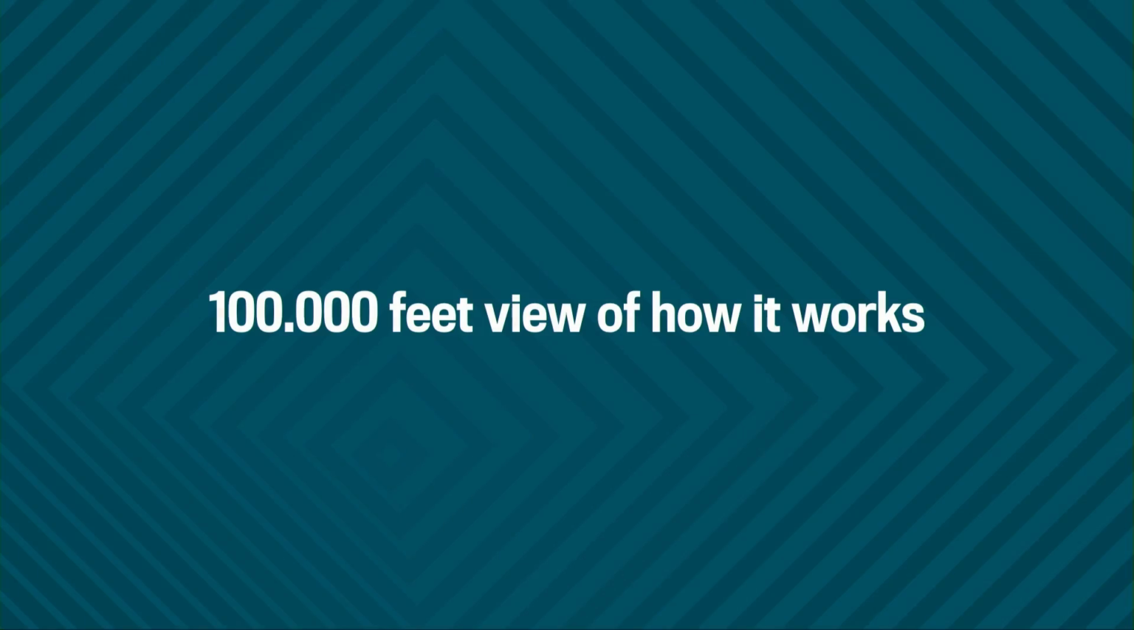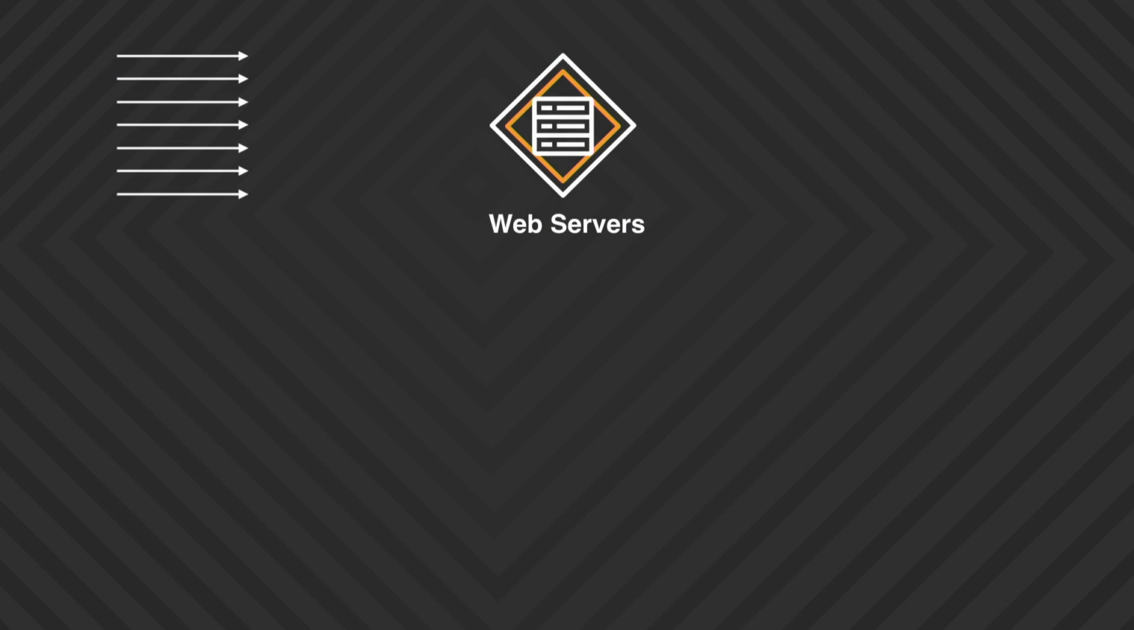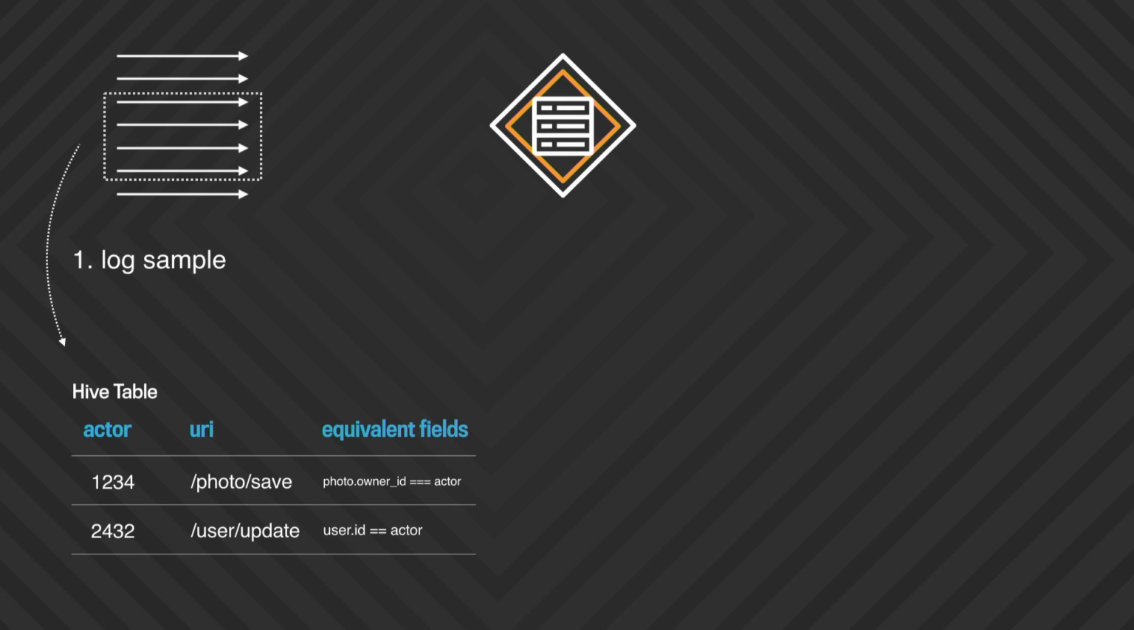So what's the overview of the entire system? We have billions of requests going to our web servers. The first step of the Invariant Detector is to get a sample of them. We need to know what's going on, so we get a sample and log them to Hive, which Karen explained to you guys. We can log things like who the actor is, the endpoint, and something called the equivalent fields, which I'm going to explain to you guys later.